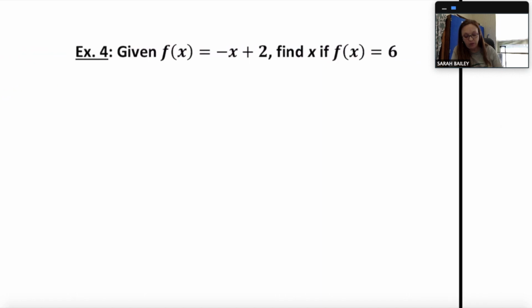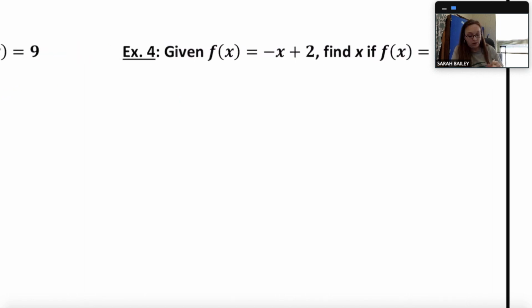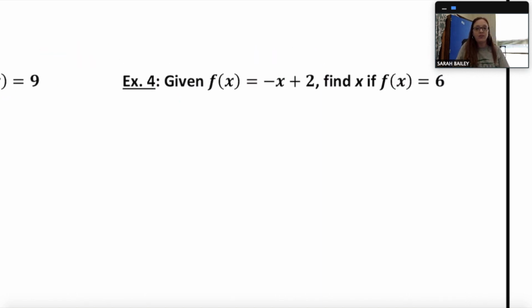Let's try another example. All right. Let me move this down. There we go. In example 4, it says given that f of x is equal to negative x plus 2, find x if f of x is 6. So they're telling you f of x is 6. This isn't find f of 4 or whatever. This isn't put a 6 in place of x. This is saying put a 6 in place of f of x.